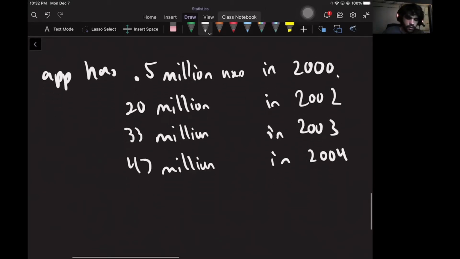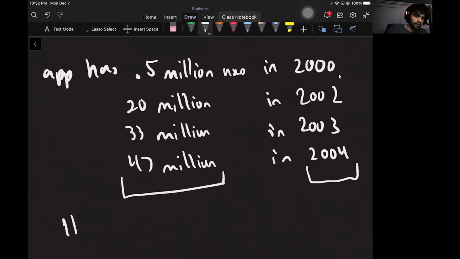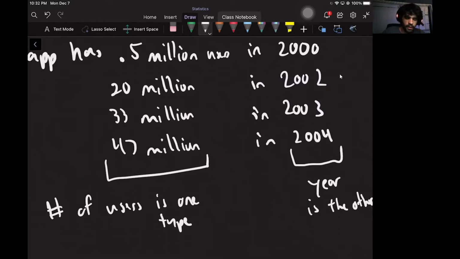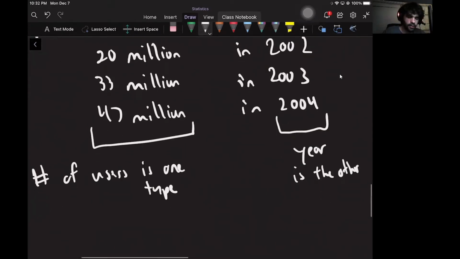So what are the 2 types of data being related here? Well, it's really just the number of users of this app is one type of data versus the year. So what we're doing here is thinking about how these 2 types of data are related, meaning as the number of users goes up or down, does the year sort of follow along in the same way? Well, this is where scatter plots come in handy.